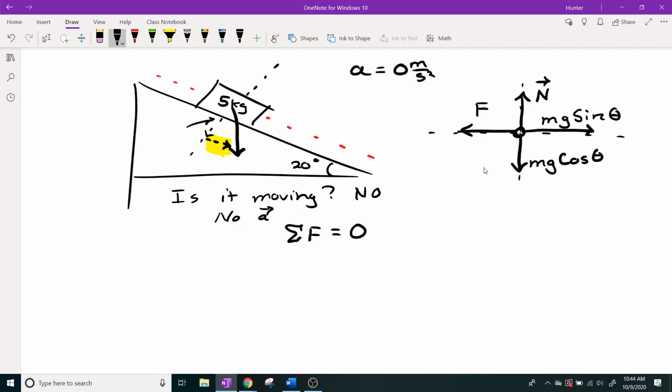So that means that my force of friction is equal to mg sine theta, so that's 5 kilograms times 9.8 meters per second squared times the sine of 20 equals, well, that's just three things to multiply together. Because those are numbers. I can deal with numbers. 5 kilograms, 9.8 meters per second squared, sine of 20, we're good to go.